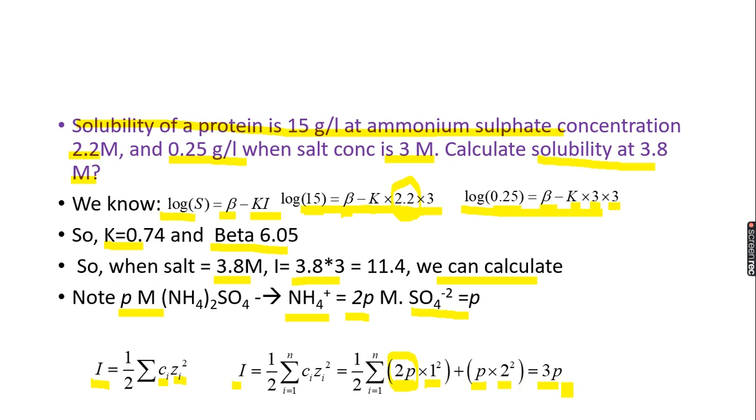So essentially you understood, if the concentration of ammonium sulfate is P molar, the ionic strength will be 3P. That means we are simply multiplying by 3. If we have done it for P molar, we can do it for any number of moles, 3 mole, 4 mole, 5 mole. The ionic strength will be 3 times the salt concentration. So we understand how, using the information of salt concentration and solubility data, we can predict the solubility of protein at a different or unknown salt concentration.